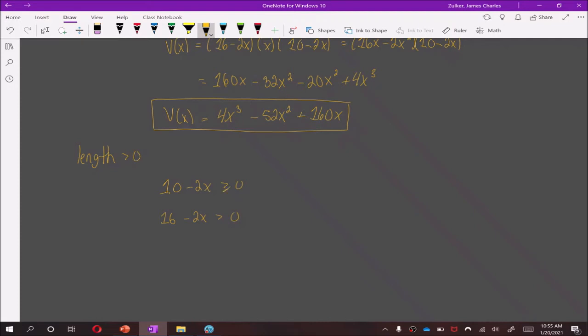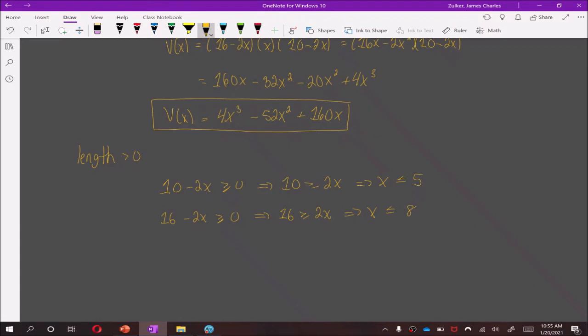Now, theoretically, we could have length being 0, so we'll do greater than or equal to. This one would imply that 10 is greater than or equal to 2x, which means that x itself would have to be less than or equal to 5. The second restriction says that 16 minus 2x has to be greater than or equal to 0, that 16 itself has to be greater than or equal to 2x, which means that x has to be less than or equal to 8.